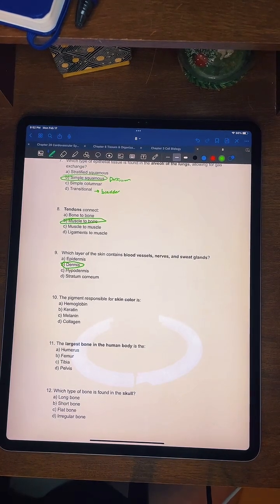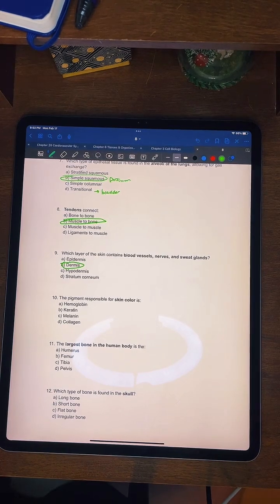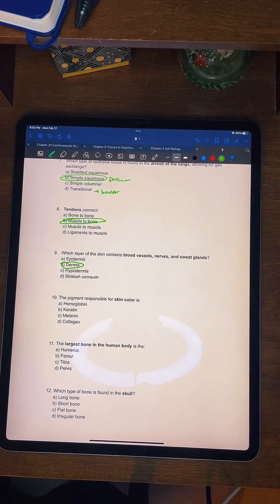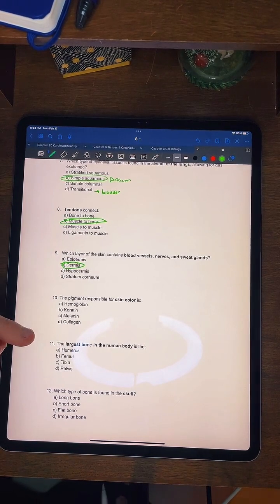Is everyone pretty good on that one? The hypodermis contains fat, like adipose tissue, normally. It does contain blood vessels and nerves, like the Pacinian corpuscles, but it's the sweat glands that really give that one away. Let's move on to number 10.